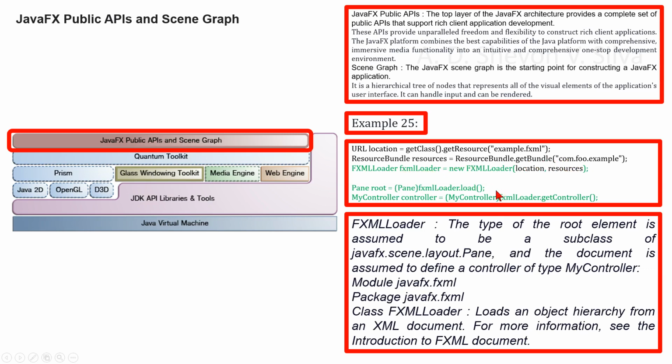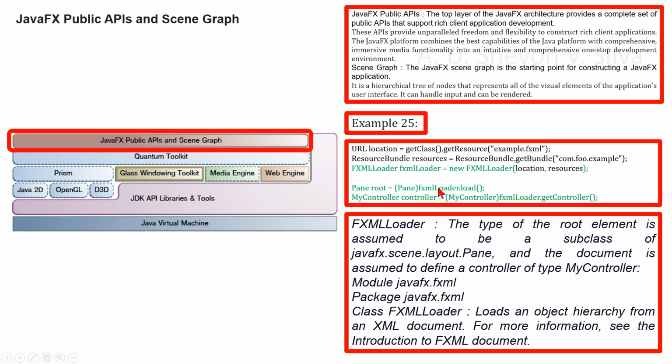The type of the root element is assumed to be a subclass of javafx.scene.layout.Pane, and the document is assumed to define the controller of type MyController. Note that the output of an FXMLLoader load operation is an instance hierarchy that reflects the actual named classes in the document, not org.w3c.dom nodes representing those classes.